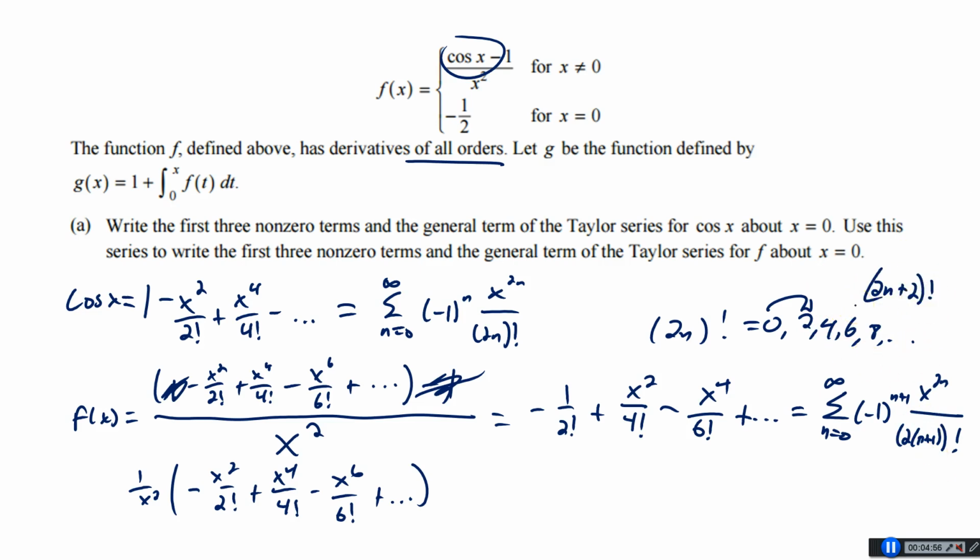Alright, so there we go. We have our general Taylor for f. Let's see what happens when we plug in 0. If you plug 0 into this, everything cancels out except for the negative 1/2, which is exactly what they tell me f of 0 is. Thank goodness. So that works out. Alright, let's see what else they want us to do.